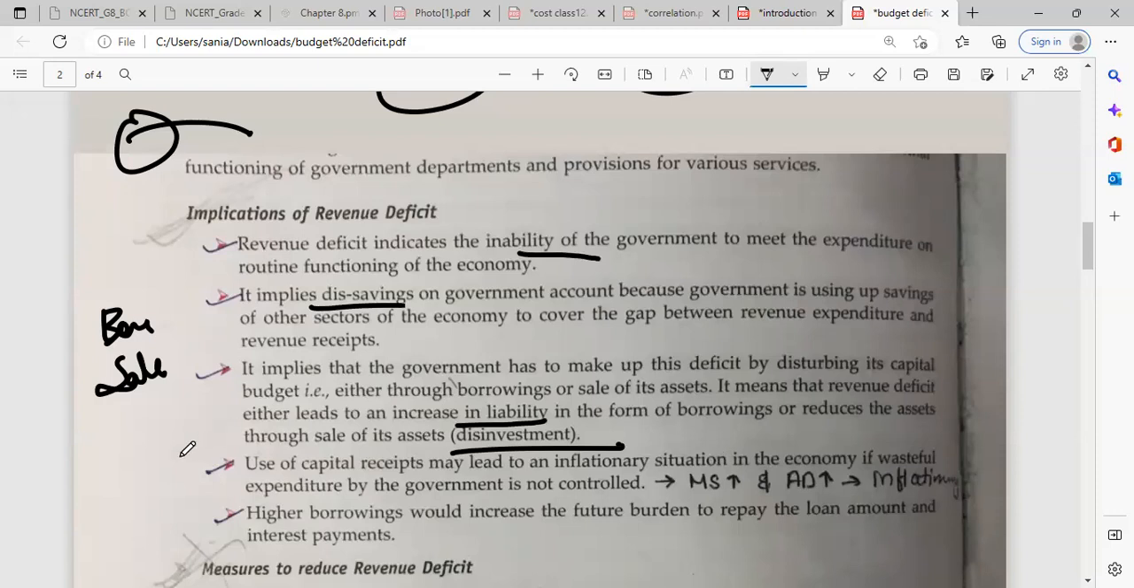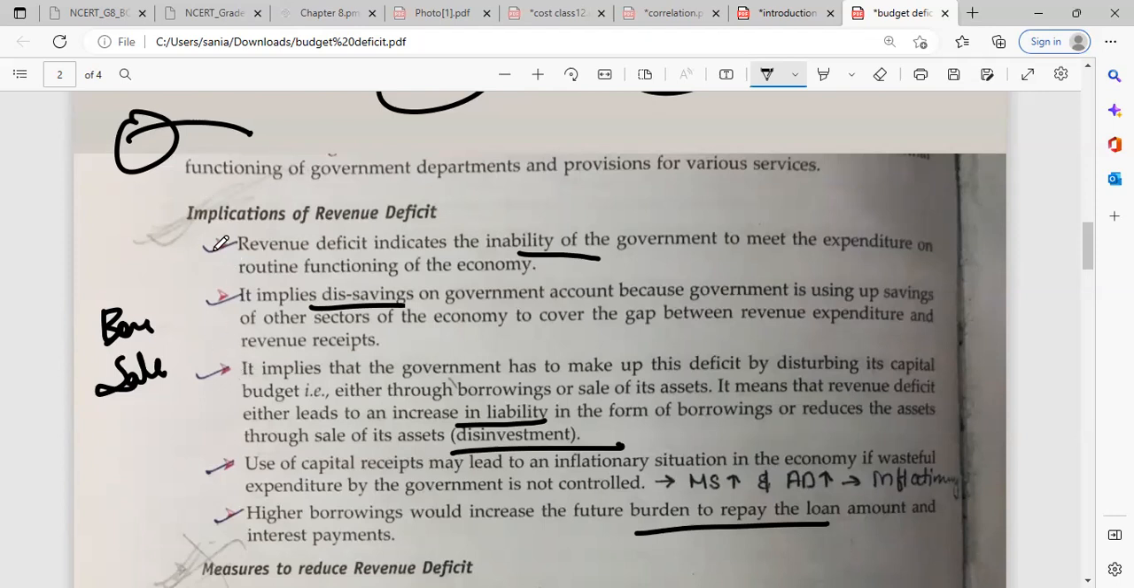the country. Like the government, there will be no money, right? And automatically, when there is no money, prices rise, right? And over here, because of higher borrowing, right? Higher borrowing will increase the future burden to repay the loan. You are taking loans. One time will come that you don't have enough money, right? At that time, you have to repay the same, right? So this can create the issue.